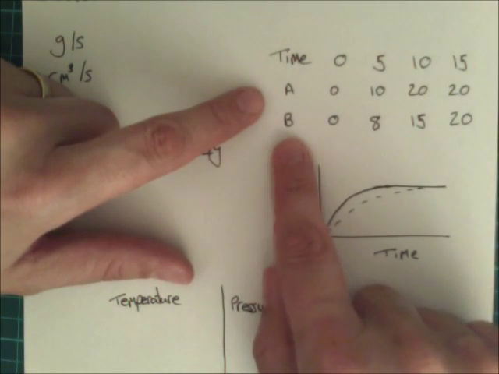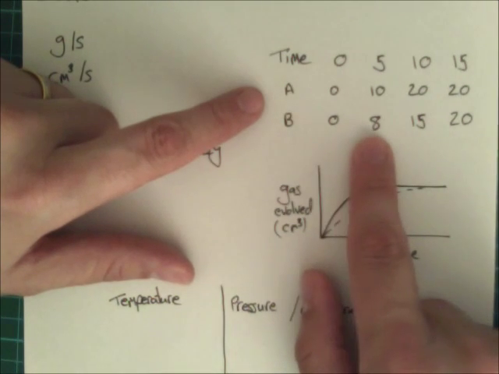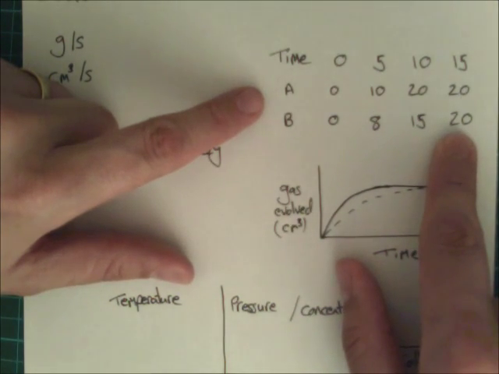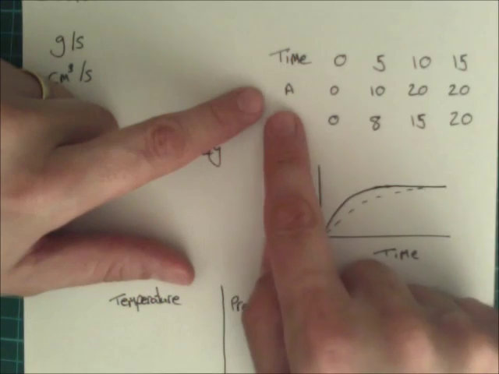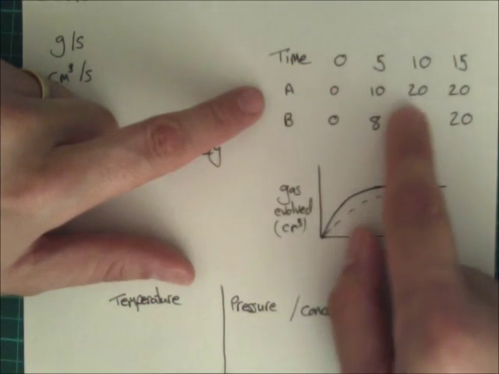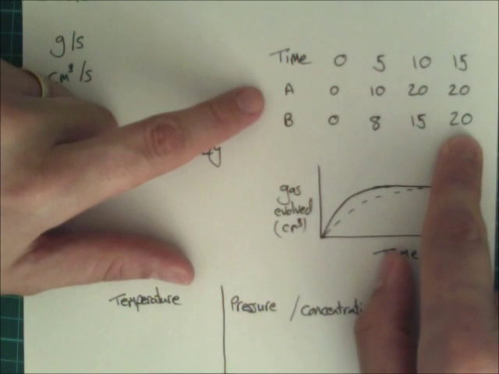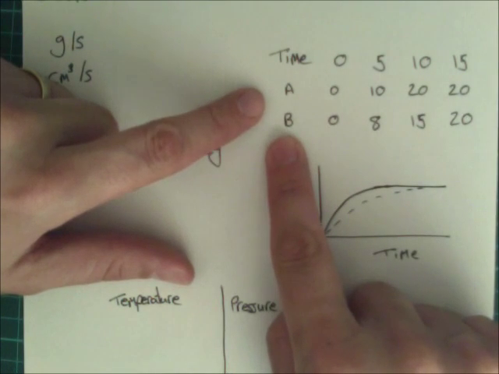Experiment B started again at 0, but didn't produce as much gas until it finally caught up at 15 seconds. So we can see that A went to completion at 20 at 10 seconds, whereas B took 15 seconds. So we can see that B was faster.